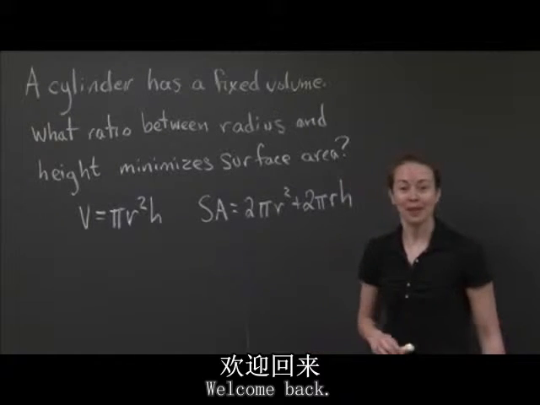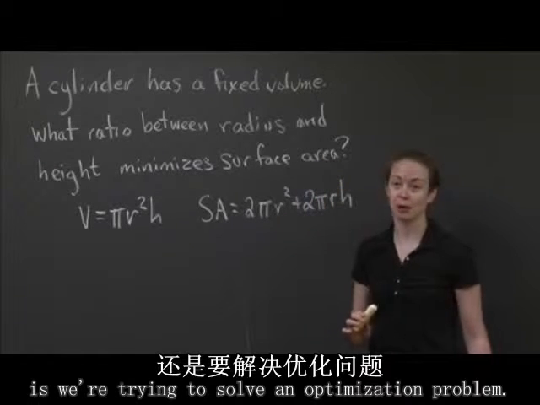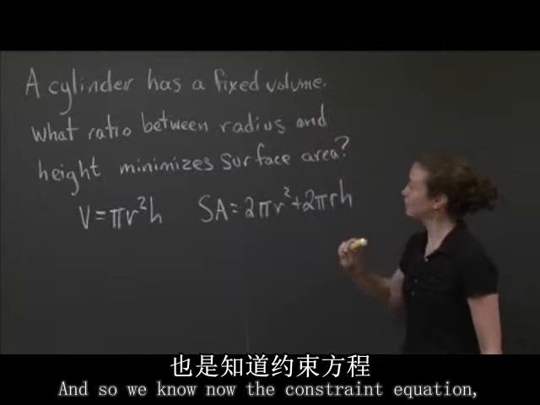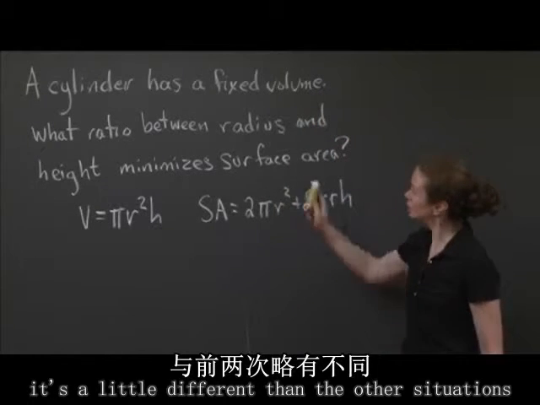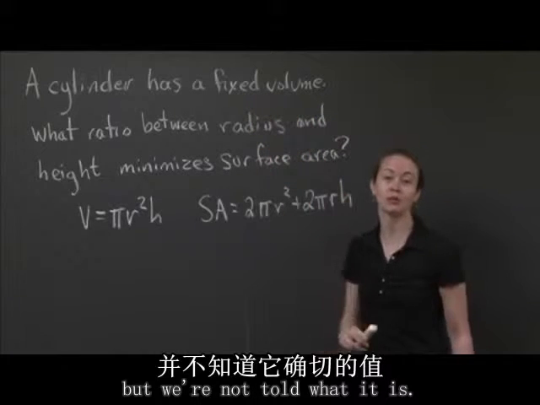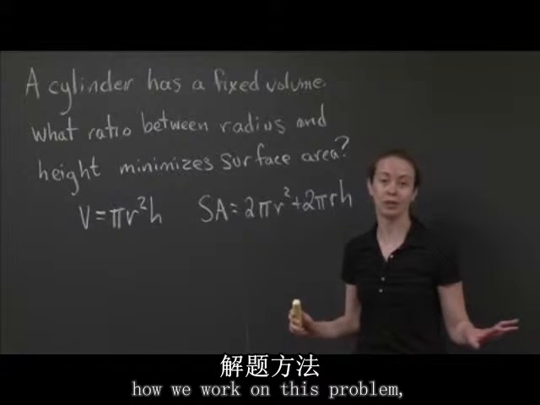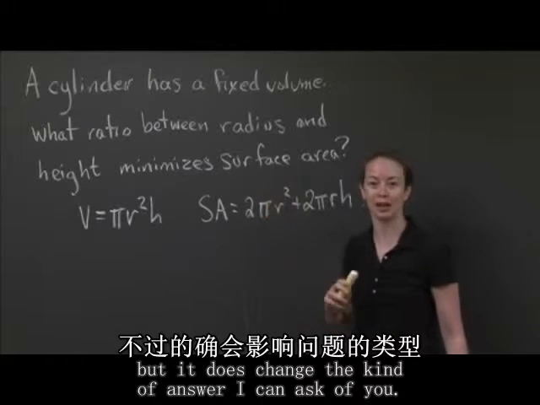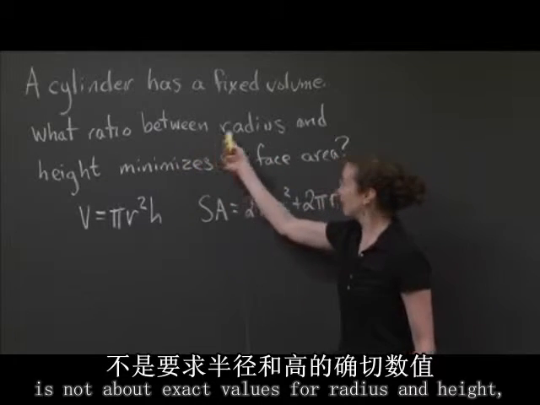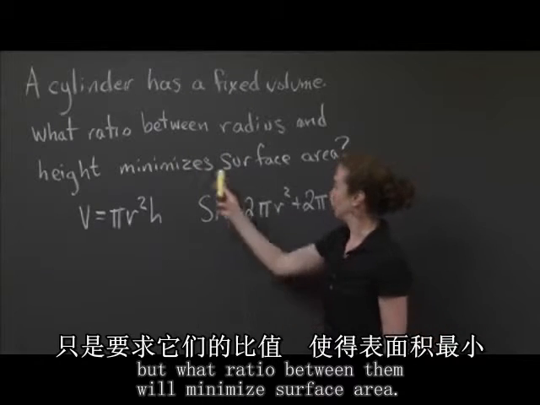Welcome back. Okay, what we're doing again is we're trying to solve an optimization problem. And so we know now the constraint equation. It's a little different than the other situations because we're told that there's a fixed volume, but we're not told what it is. That actually will not change how we work on this problem, but it does change the kind of answer I can ask of you. And notice the answer I ask is not about exact values for radius and height, but what ratio between them will minimize surface area.